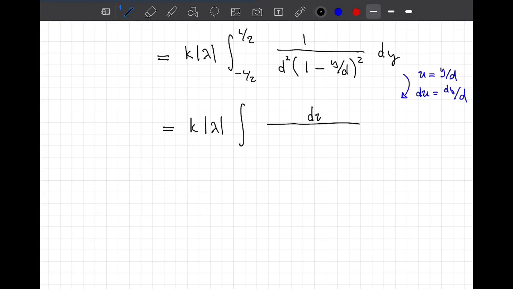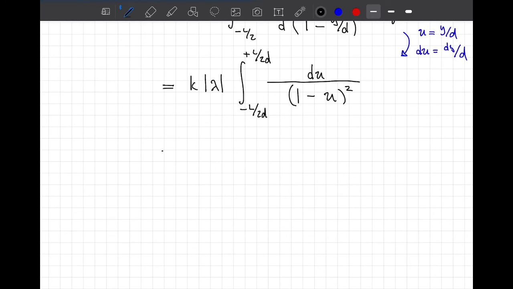So let's do that. So we have a du. By definition, y over d is equal to u, so this becomes 1 minus u squared. And then I also need to take care of the bounds. So the u is just going to be the value divided by d. So this is going to be minus L over 2d to plus L over 2d. And my u substitution is complete.